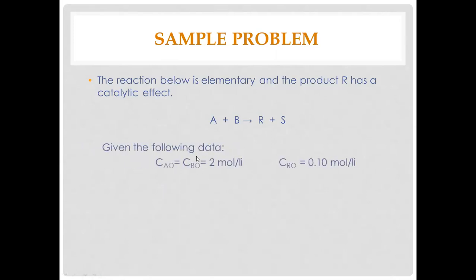The data provided here is that we started with the same initial concentration of A and B, and that's 2 moles per liter. And of course, it's a requirement, as we just read a while ago, that some R should be initially present for the reaction to proceed at all. So the initial concentration of product R is 0.1 mole per liter. It was observed that with this scenario, after 10 minutes, 40% of A is converted to R and S.